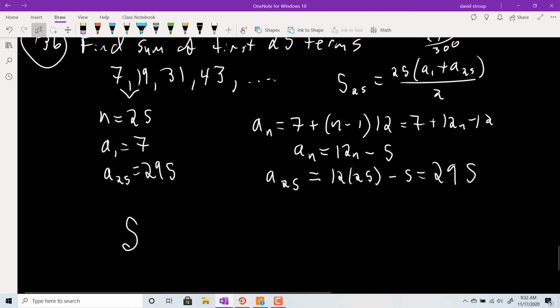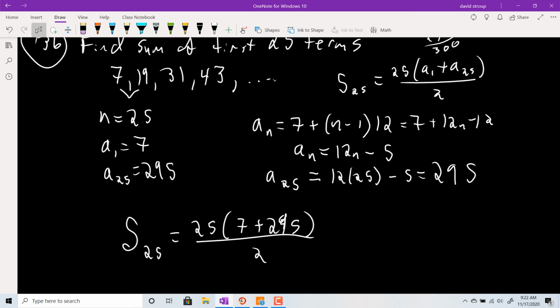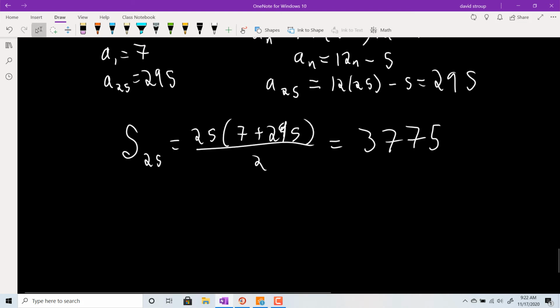Now I can figure out the sum of the first 25 terms. That's going to be 25 times 7 plus 295, all over 2. And then defaulting to my calculator, that will be 3775. Okay. Let's do 1 or 2 more and then look at an application.